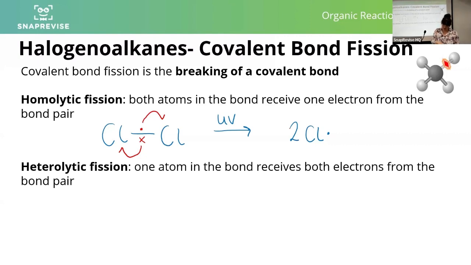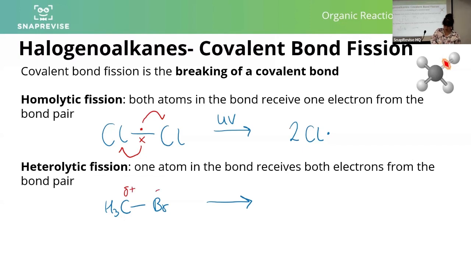That's with homolytic fission. With heterolytic fission, one atom in the bond receives both electrons from the bond pair. And this is what we're used to when we talk about bond fission, when we talk about breaking covalent bonds, because usually we're looking at the resulting formation of an ion. So if we've got, let's just do a halogenoalkane.